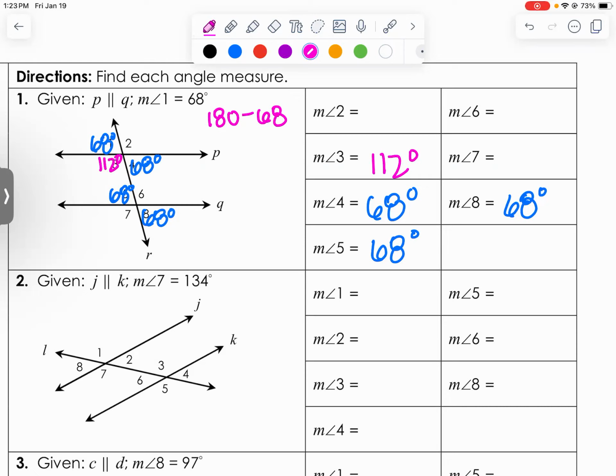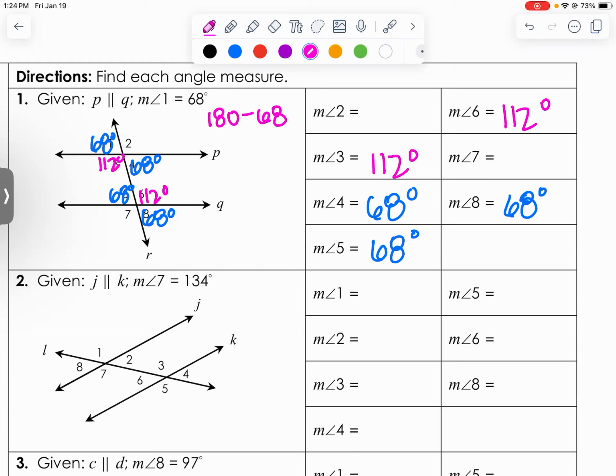Okay. All right. Angles 3 and 6. Kale, what kind of angles are those? Consecutive or alternate? Alternate interior. Everybody, what do we know about alternate interior angles? They are congruent. So we know angle 6 is 112.